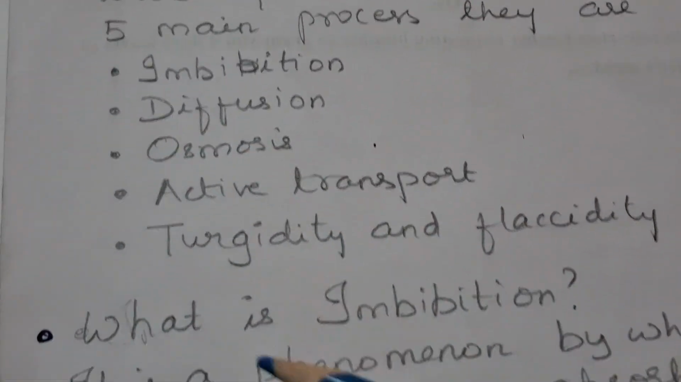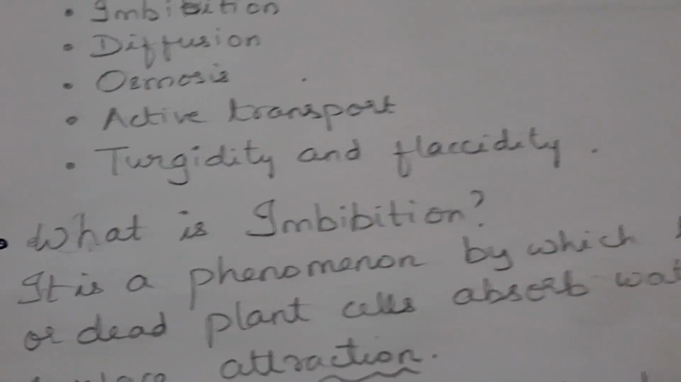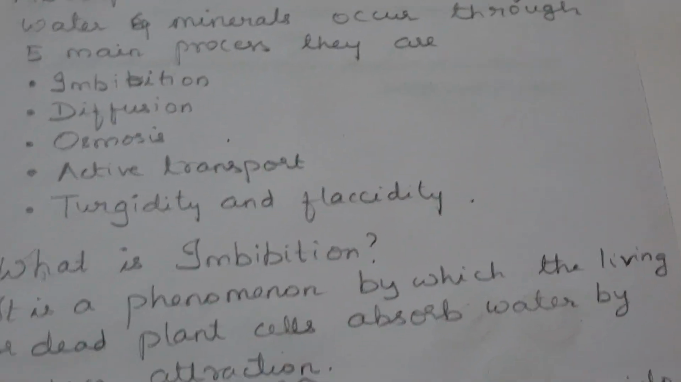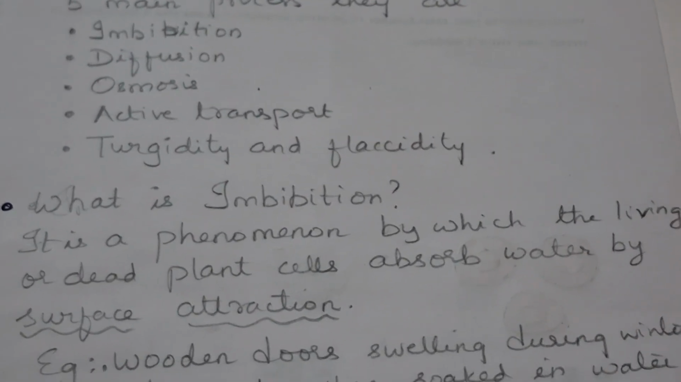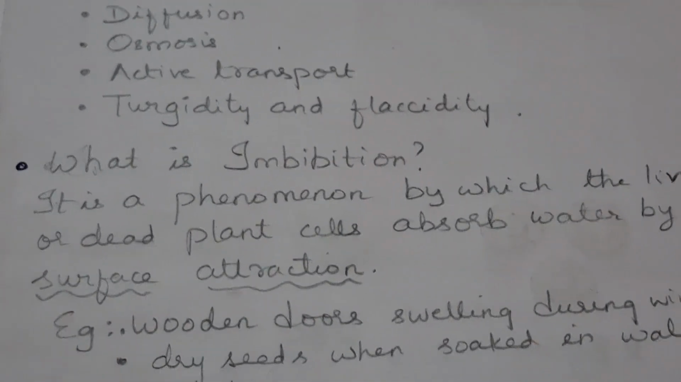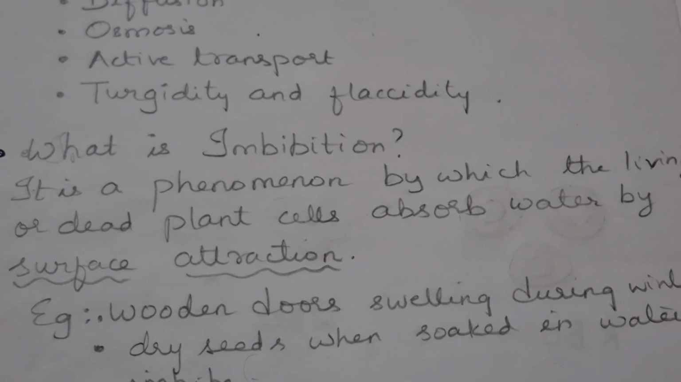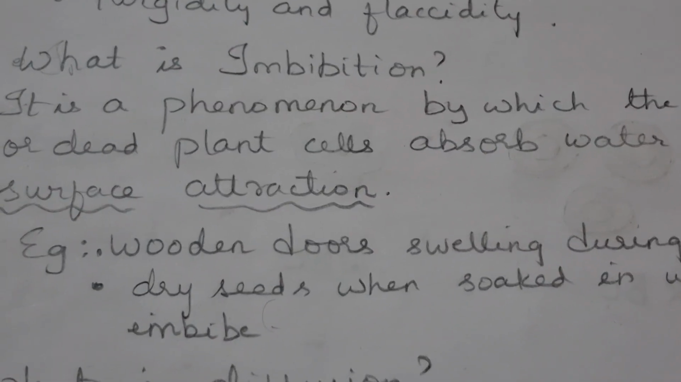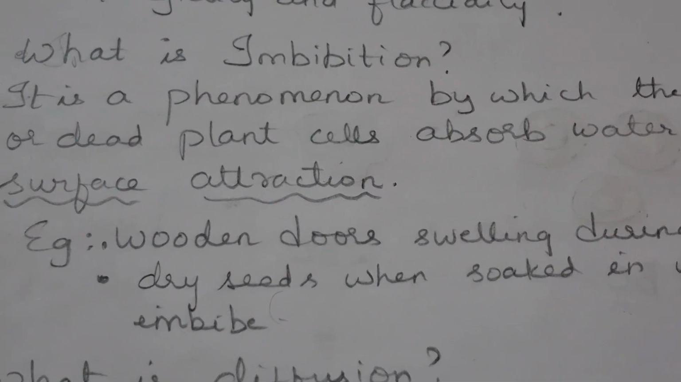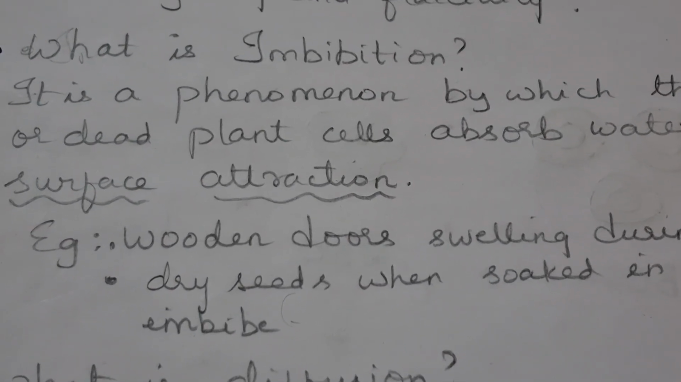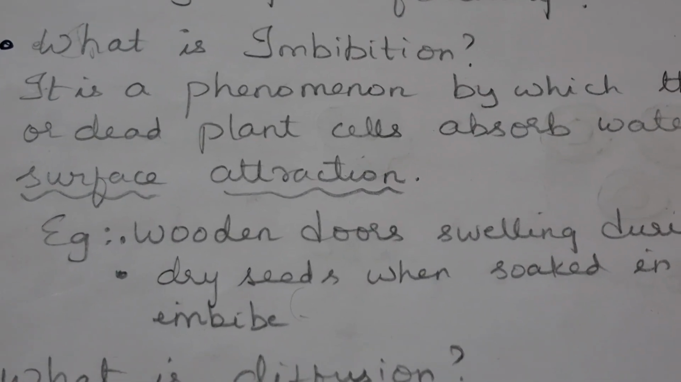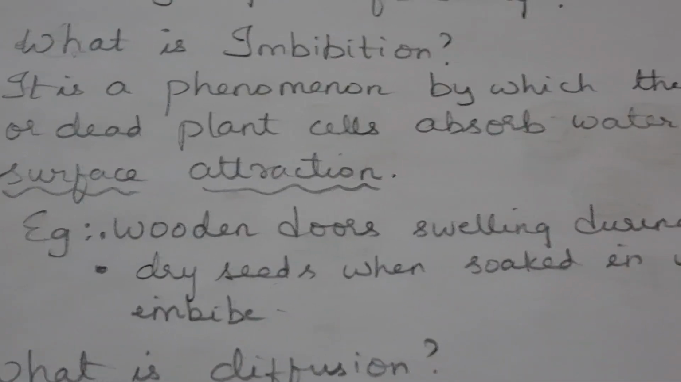The first one is imbibition. It is a phenomenon by which living or dead plant cells absorb water by surface attraction. For example, wooden doors swell during the winter season and can't close properly. This is because of imbibition, because wooden doors absorb moisture and swell.